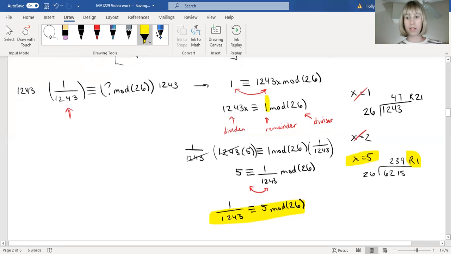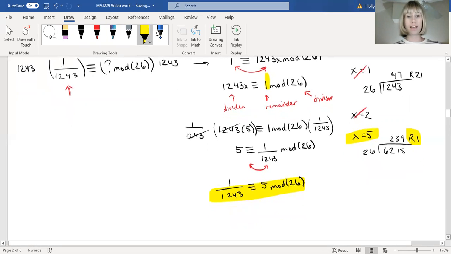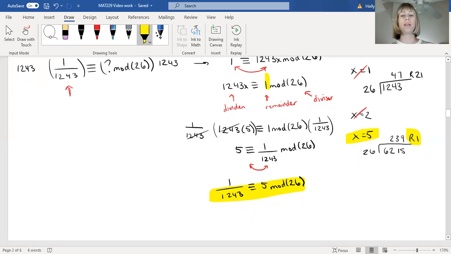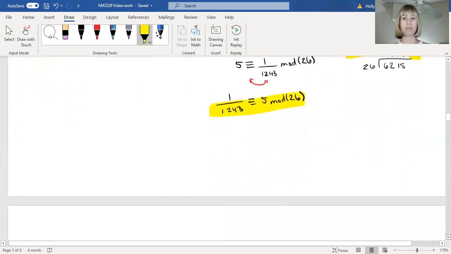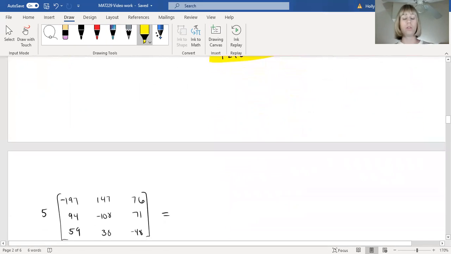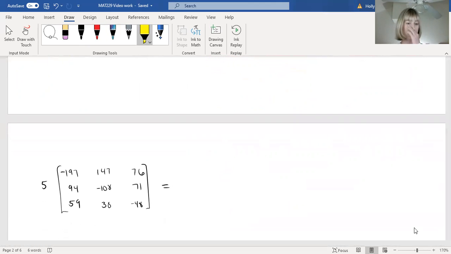So what we're going to do is substitute, let me rephrase that. We're going to multiply the inverse matrix by 5 because that's the number that satisfies mod 26 for 1 over 1243. So here we are. This is how you'd set it up. We have our inverse matrix times 5. And for this, each number gets multiplied by 5. So we will get this as the following resultant matrix.